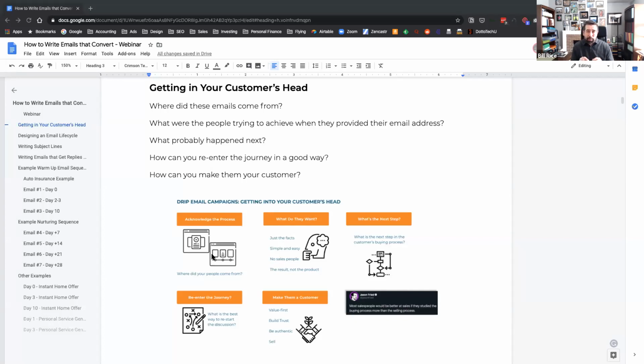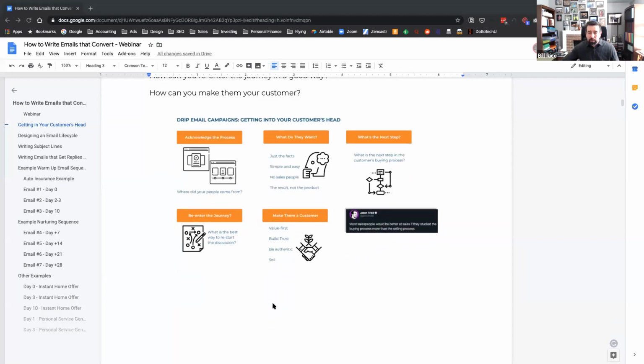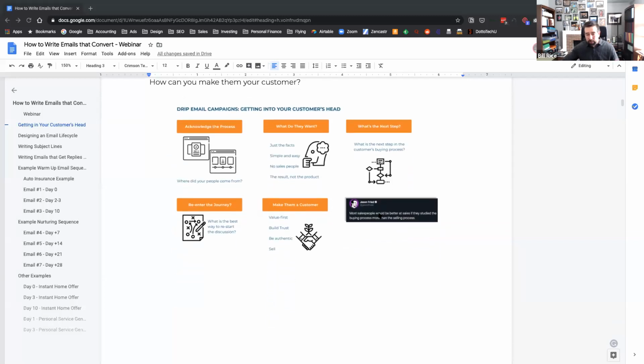So what's the next step? I pulled this little quote down here. Hopefully you can see it. This is a tweet actually from Jason Fried. He runs Basecamp, which is a project management software. But I truly believe in this, and he captured it best: most salespeople would be better served and better at sales if they studied the buying process instead of the selling process.